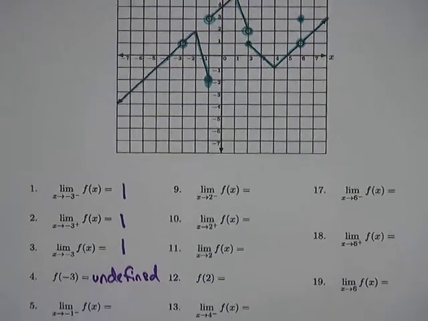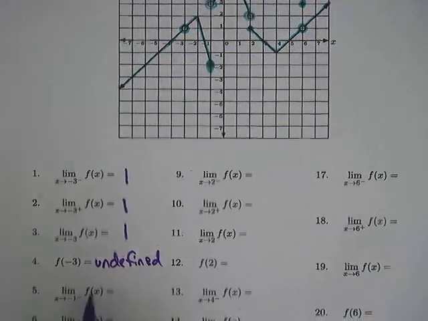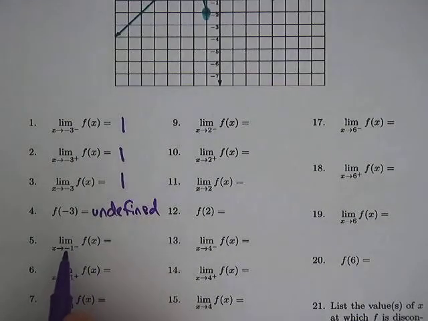Okay. Kind of running out of room, but let's look at this one. We're asked to find 3 things here. The limit as we're approaching -1 from the left, from the right, and overall.